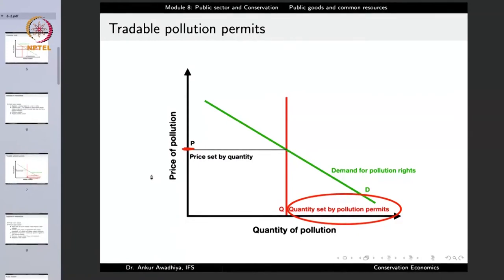Now, these pollution permits can be sold, say, through an auction. When these 10 pollution permits are sold through an auction, those people who have the highest demand for these pollution rights, who place a very high value on them, will be buying these permits at a higher price. And those who do not put a very large value, or who do not want to shell out that much money, will not get the pollution permits.